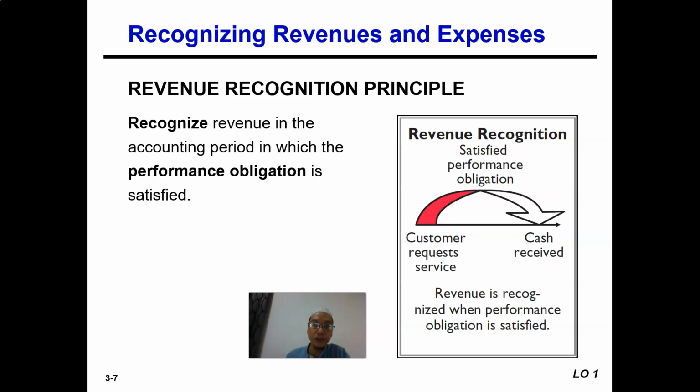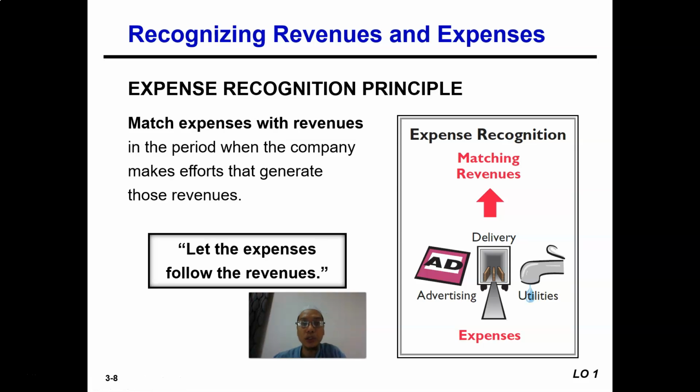The other principle is called the expense recognition principle. Expense is the opposite of revenue. Expense is something that we spend. We match expenses with revenues in the period when the company makes effort that generates those revenues. So when do we generate the revenues? That is the time when we should recognize the expenses to generate those revenues.